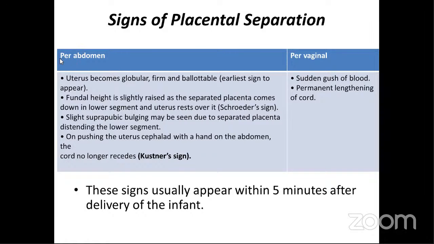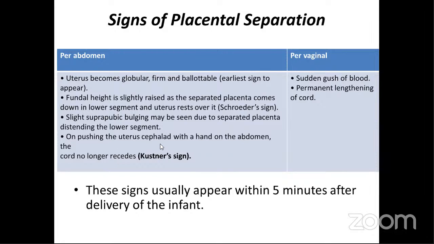You have to observe per abdomen and per vaginal. Per abdomen is where the uterus becomes globular, becomes round, it becomes firm, and it becomes ballotable. Ballotable means it is easily kind of movable in between your fingers, right? So it becomes quite hard and firm. So that is the earliest sign to appear on the abdomen. Then the fundal height is slightly raised as the separated placenta comes down in the lower uterine segment and the uterus rests over it. This is called the Schroeder's sign. Okay, then slight suprapubic bulging may be seen due to the separated placenta distending the lower uterine segment.